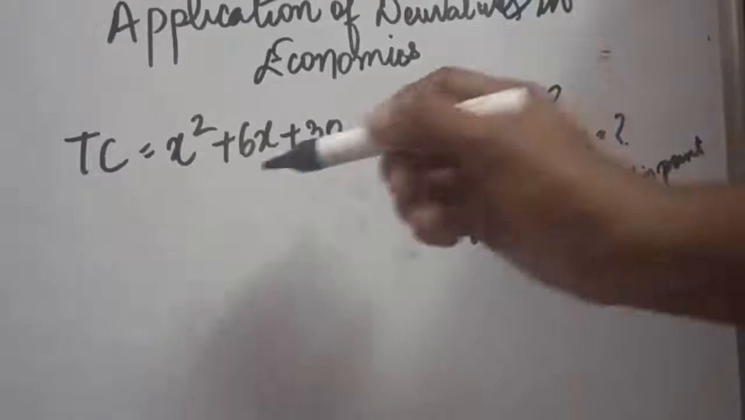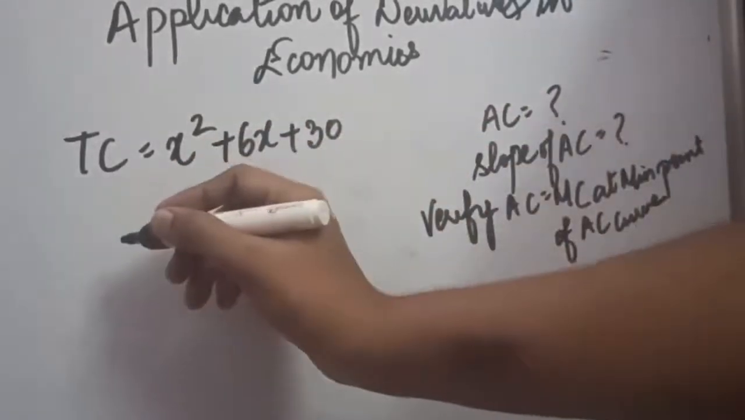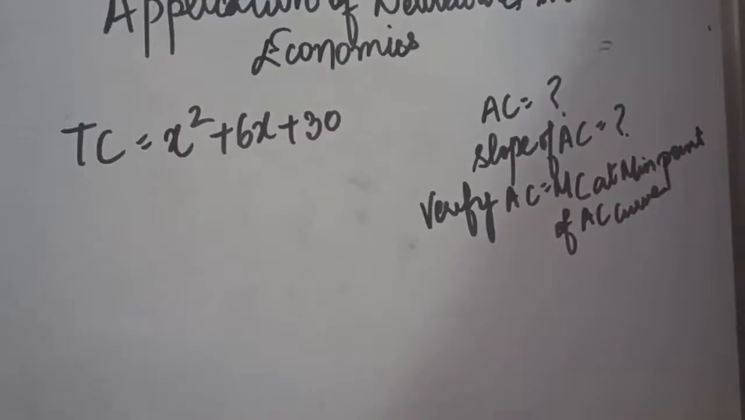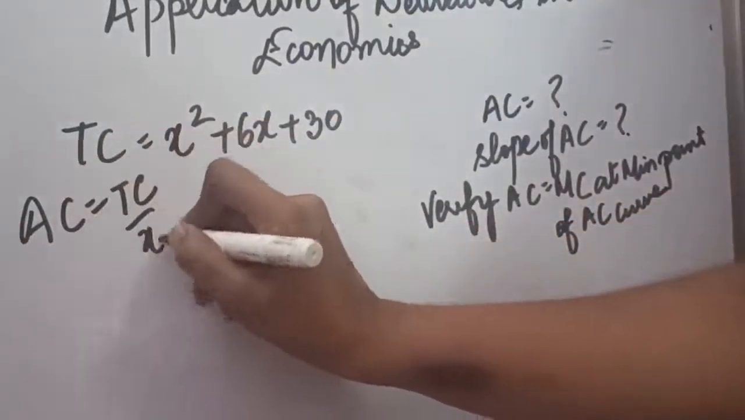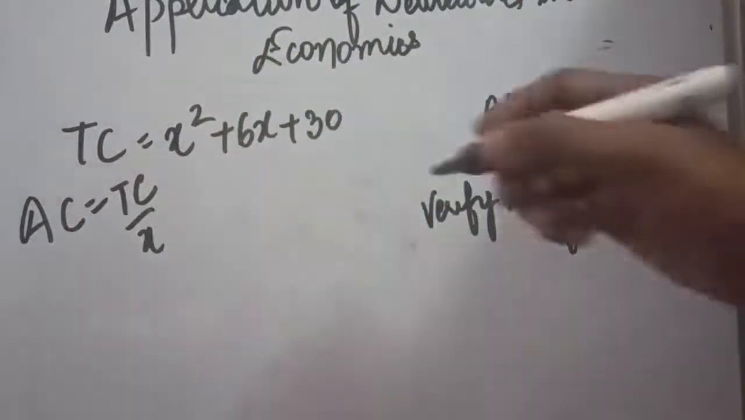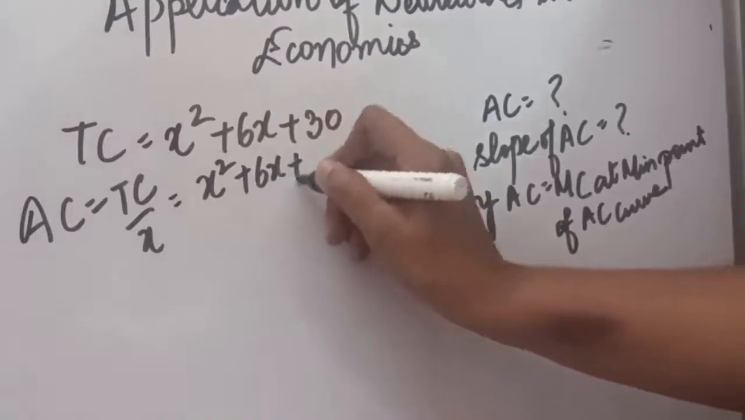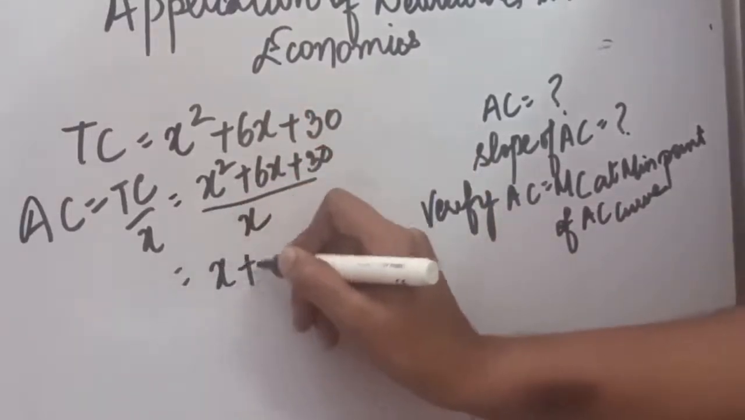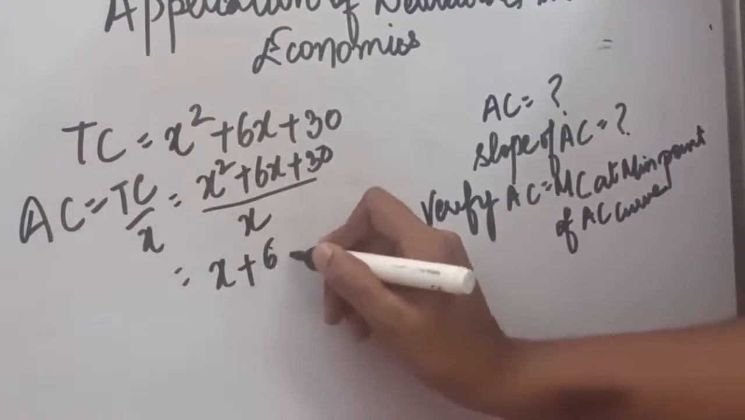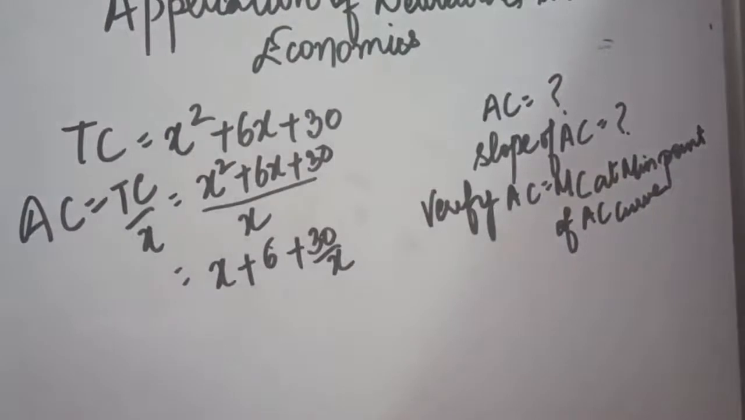Now in this question you have been given total cost as a function of x. First of all we have to calculate the AC. We know that AC is equal to TC upon x. Here we can use Q also, but in the question x has been used. So TC is x square plus 6x plus 30, divided by x. So it will be x plus 6 plus 30 over x. This is the first answer, the AC curve.